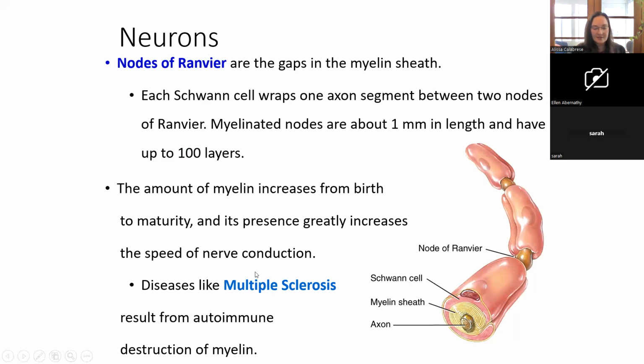So diseases like multiple sclerosis, or MS, is an autoimmune disease where the immune system is attacking those Schwann cells, attacking the myelin, which causes a lot of progressive problems in your nervous system function.